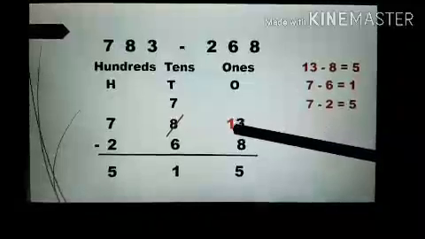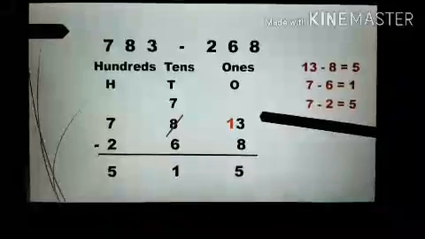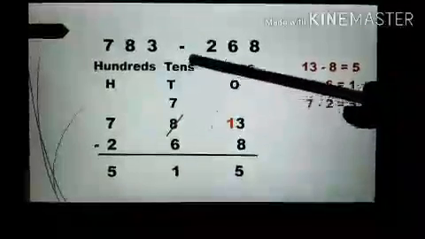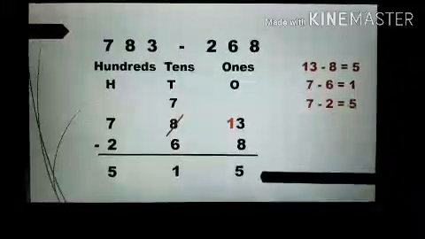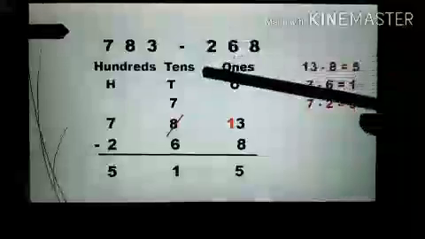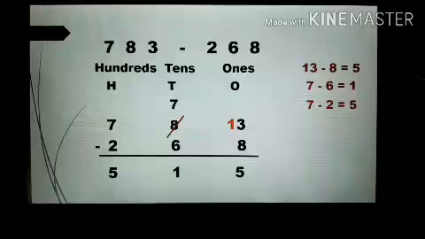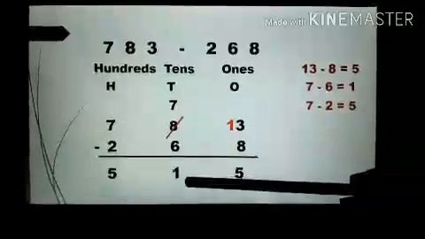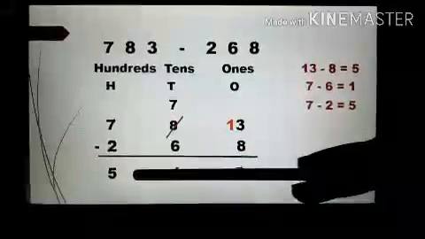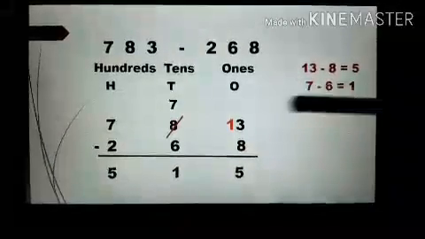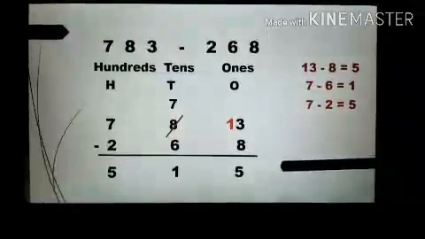3 will borrow 1 ten from 8 tens. It will be 13 ones. And 8 tens will be 7 tens. So 13 minus 8 is equal to 5. Write 5 in ones column. Now solve tens column. 7 minus 6. 7 minus 6 is equal to 1. We write 1 in tens column. Now we solve hundreds column. 7 minus 2. 7 minus 2 is equal to 5. Write 5 in hundreds column. So the answer of this question is 515.